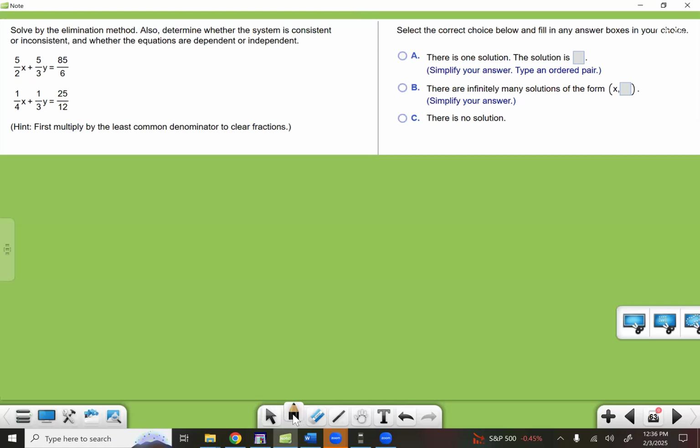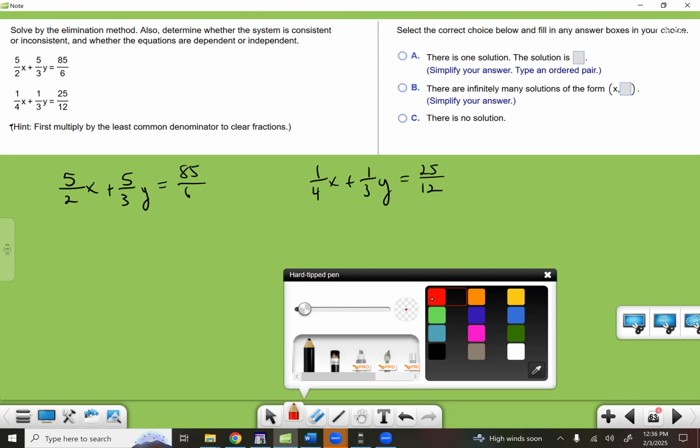All right, let's take a look at number 17, because all of these fractions definitely make this one a little frightening. So what we're going to do is clear the fractions. We're going to do that by multiplying by the LCD, the least common denominator.